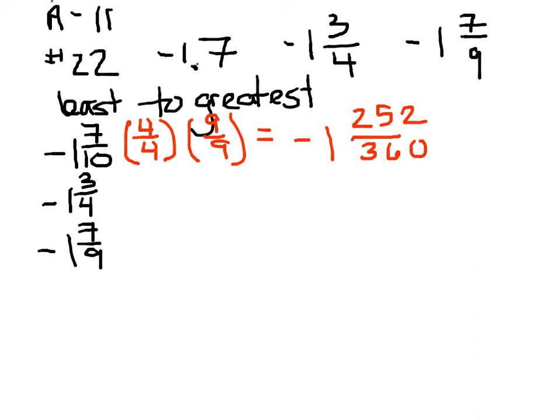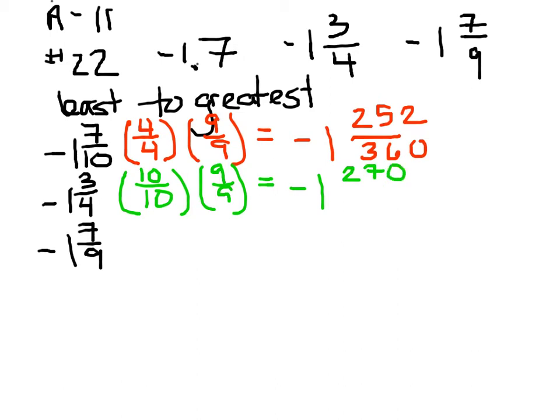Now I'm going to do the next one, and I'll choose a different color, and I'm going to multiply this by 10/10, and this by 9/9, and that's going to give me -1, and in my numerator I have 3 times 10, which is 30, and 30 times 9, which gives me 270, and then I have 4 times 10 times 9, which I already know is 360. So it's over 360.